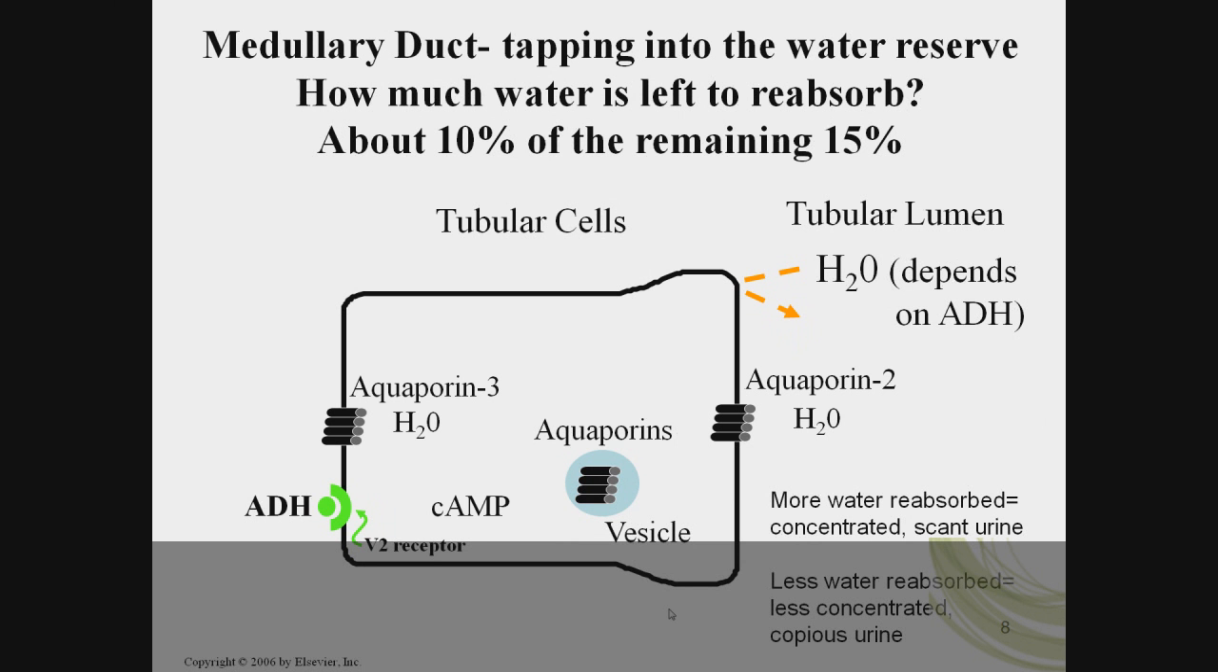We get aquaporins present on the apical side and the basolateral sides. And this means we can now reabsorb 10% of what we originally filtered in the Bowman's capsule region of our remaining 15%. And if we have those aquaporins present, then we are going to produce a urine that is highly concentrated and scant, very low in volume.